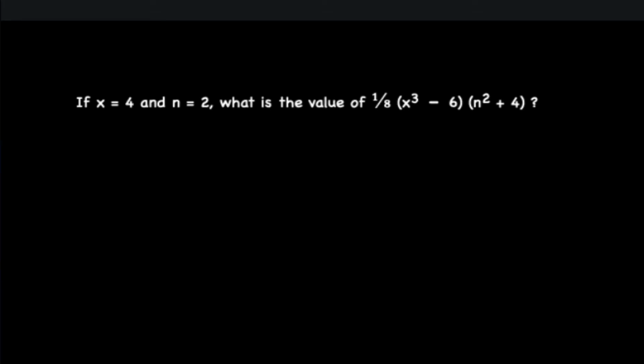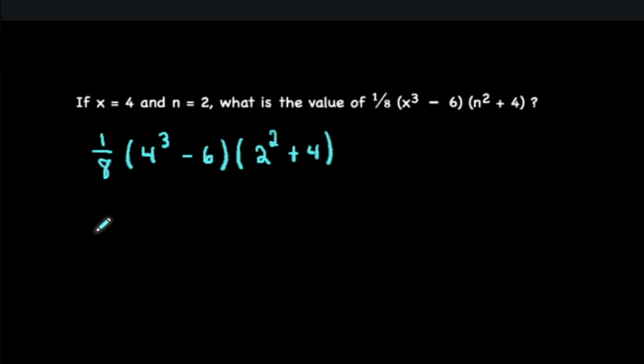Okay, so we have this statement, if x equals 4 and n equals 2, then we're answering the question, what is the value of 1/8 times the quantity x cubed minus 6 times the quantity n squared plus 4? So let's go ahead and rewrite this expression down here. So we have 1/8, and we're going to fill in what we do know. So we have x cubed, which is 4 cubed because x is 4, minus 6 times, and we have n squared, which is simply 2 squared, plus 4.